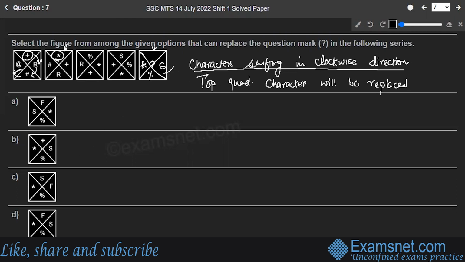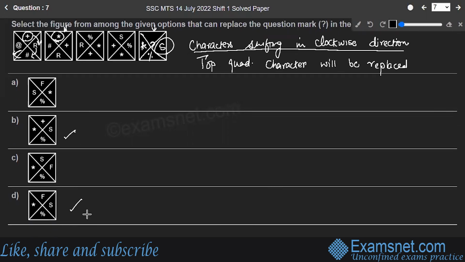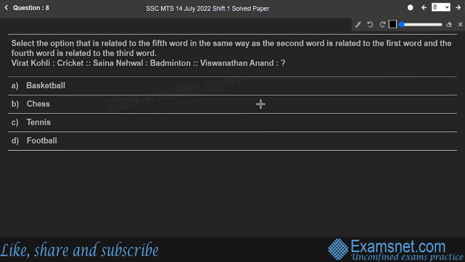So S is lying in this position in option B and D only. In no other option is S at this position. Okay, fine. But the only problem, the percent sign is there in both of them. The asterisk sign is there in both of them. The only thing is this plus, when it has moved to this position, it will get interchanged with a new sign or a new alphabet. Here the plus sign prevails. So that means this is an incorrect option. F has replaced the plus sign in option D. That means this is the correct answer to our question. Hope you are clear, right? Let's move to the next question, number 8.